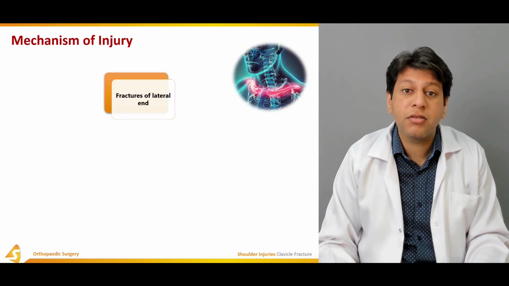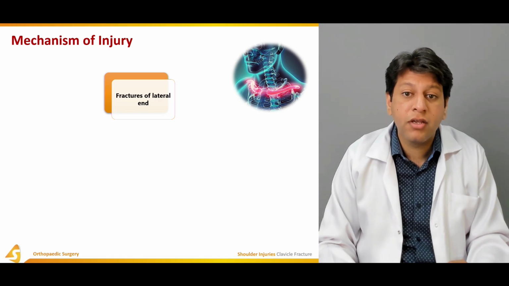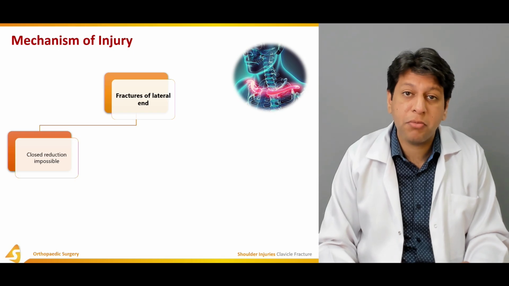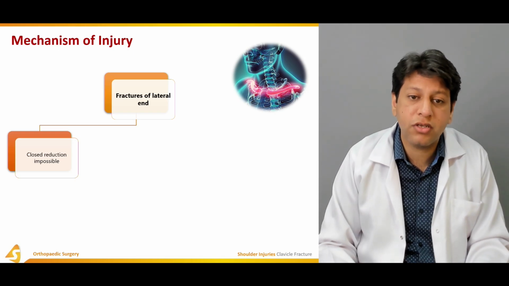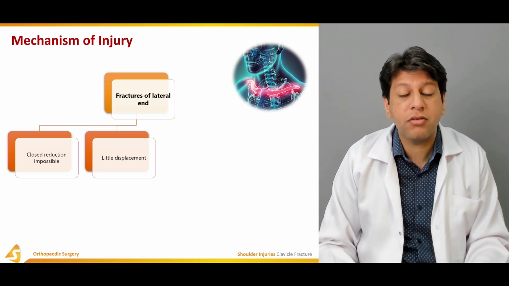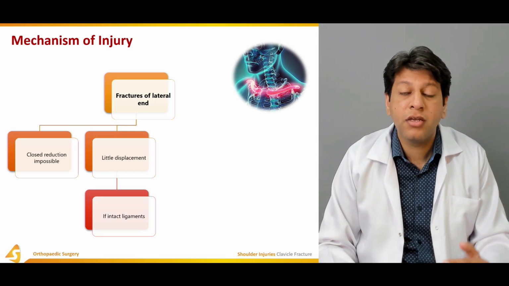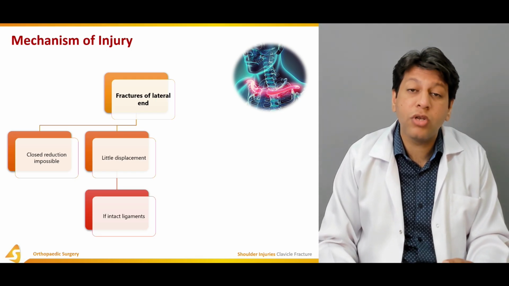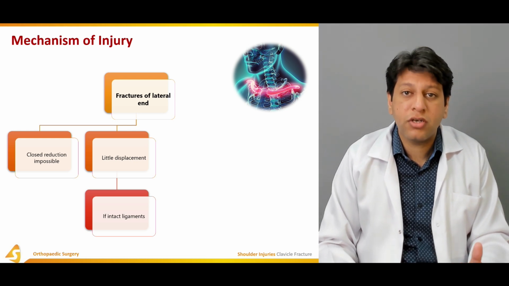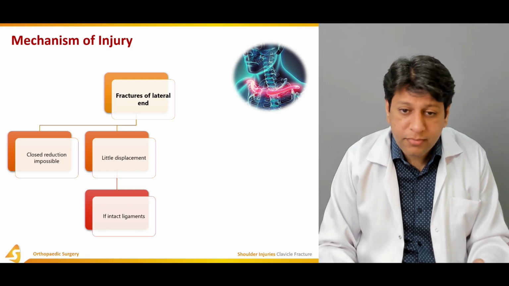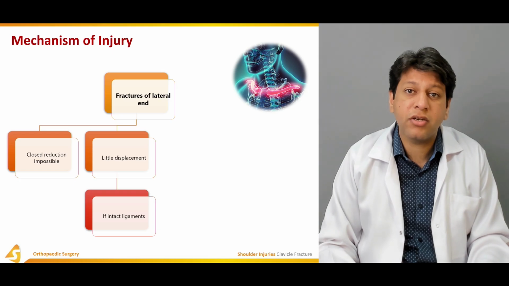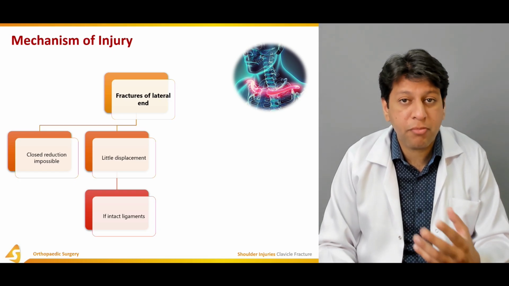Now continuing with the mechanism of injury. Usually with fractures of the lateral end, closed reduction is impossible. Why? Because sometimes they may be associated with acromioclavicular disruption as well. Lateral displacement is sometimes there, but sometimes they can be completely displaced. Usually there are two coracoclavicular ligaments, one of them is the trapezoid and the other is the conoid. If these ligaments are intact, there will be little displacement of the fracture, but if both are torn, then there will be more displacement.